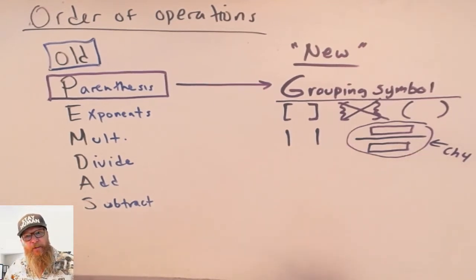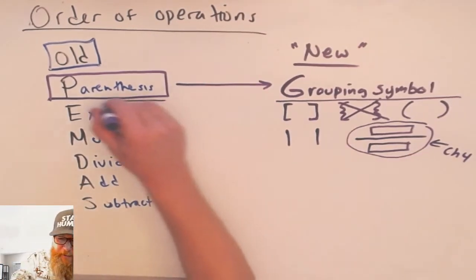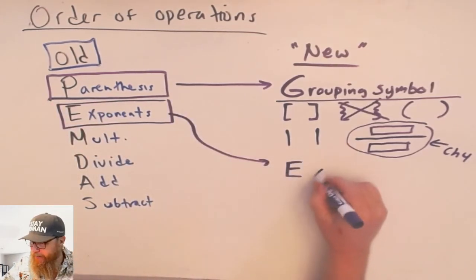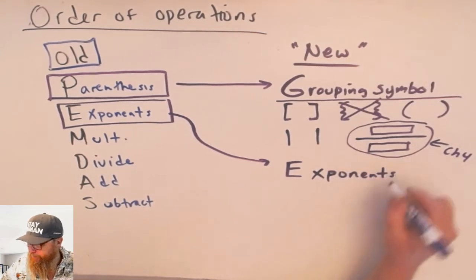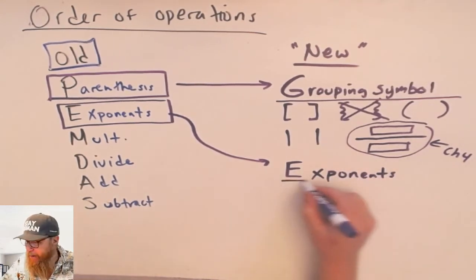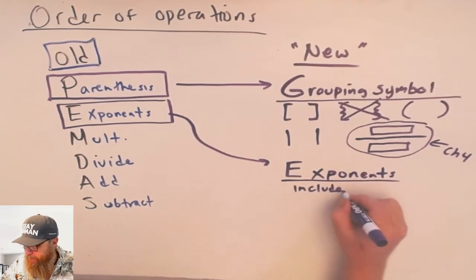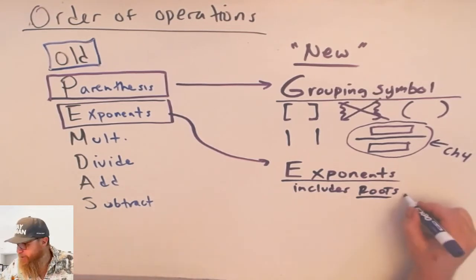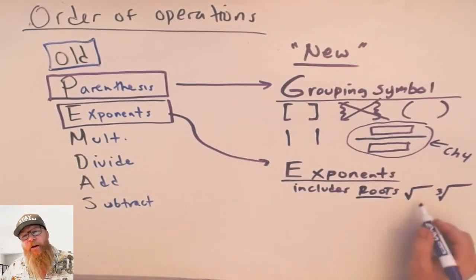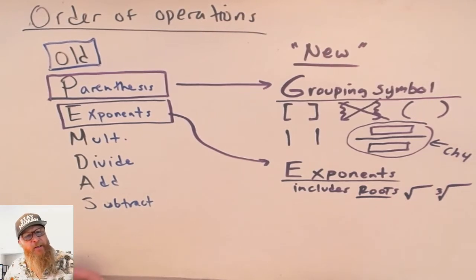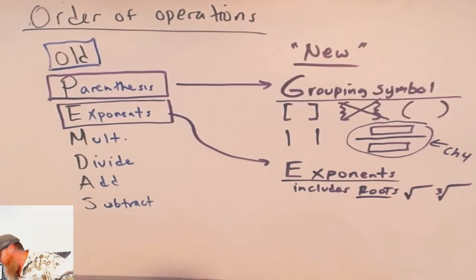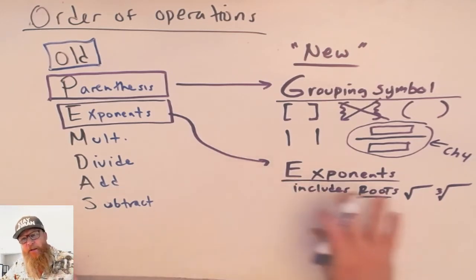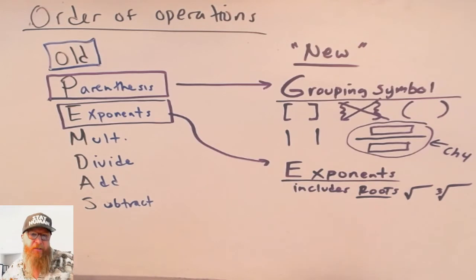All right. And then exponents. That's the only one that's never changed. E still means exponents. In higher level math, this includes roots, such as square roots and cube roots, which we may do towards the, actually I don't know how far in the future it'll be. It might be sooner than you think. So exponents include roots. So if you see a root, you consider that like an exponent.